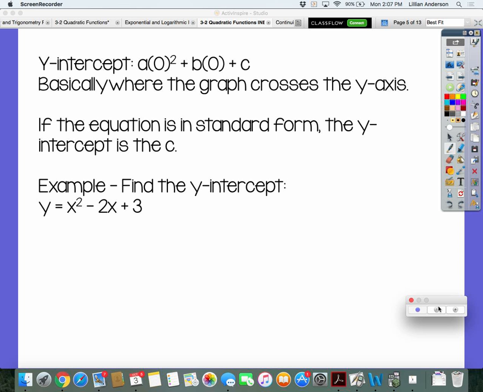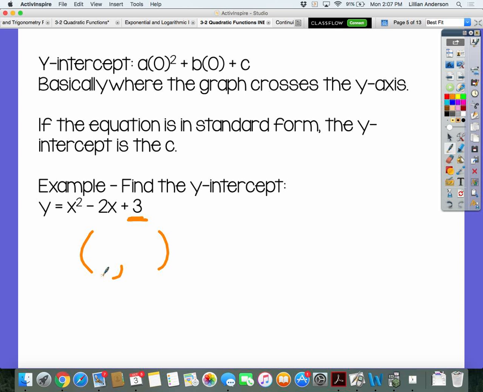Looking at this example, find the y-intercept of y equals x squared minus 2x plus 3. What's the y-intercept? It's just 3. If you forget that it's just the last number, remember you can plug in 0 for x and solve. Basically, this term cancels out, this term cancels out, and you're left with 3. However, y-intercepts, just like x-intercepts, are written as points. So even though 3 is where it crosses the y-axis, we always write our y-intercepts as points.